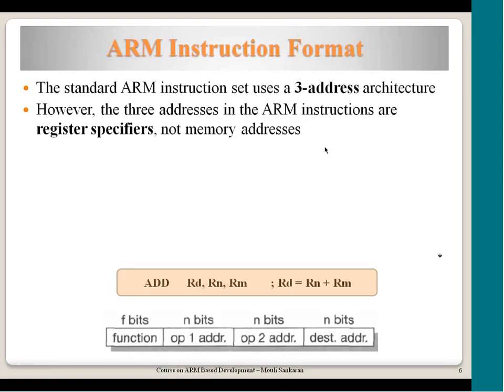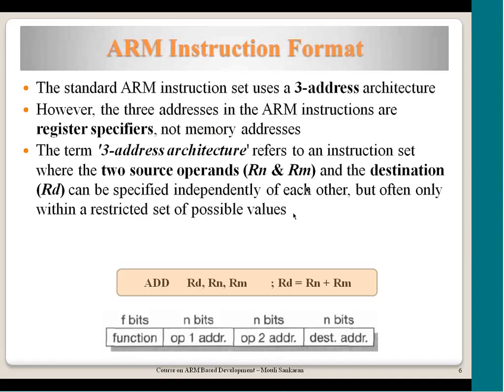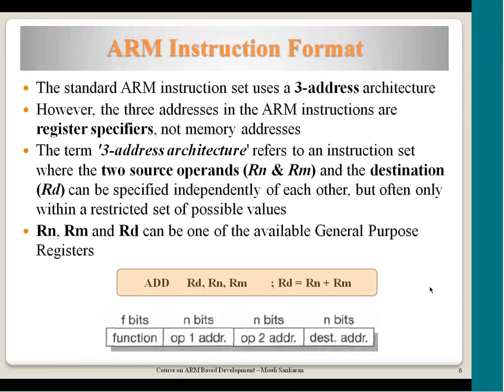Now the three address format: all register specifiers are given here as two operands and one destination address. So two are source operands, as I mentioned, and one is the destination register. There are some restrictions on which registers can be used in a particular location, based on the type of the instruction, that we will be covering when we touch upon each of the instructions in detail. So this is the general format. These three can be any of the available general purpose registers.